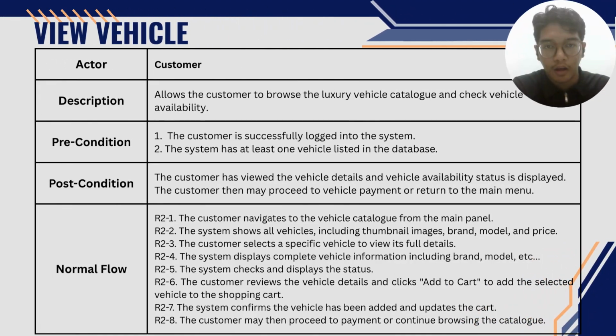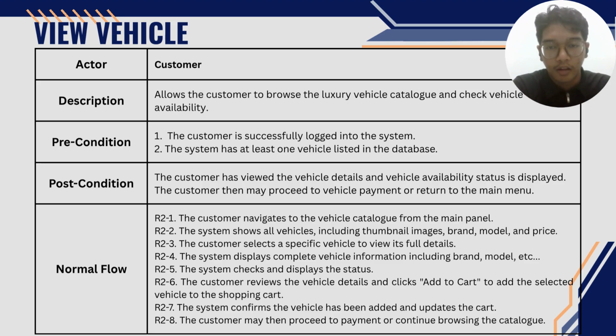Okay. I will be presenting the view vehicle use case. The actor is the customer, and the purpose is to allow the customer to browse the luxury vehicle catalog and check vehicle availability. For the precondition, the customer must be logged in, and the system must have at least one vehicle in the database. Once complete, the customer will have viewed the vehicle detail and may proceed to the payment or return to the main menu.